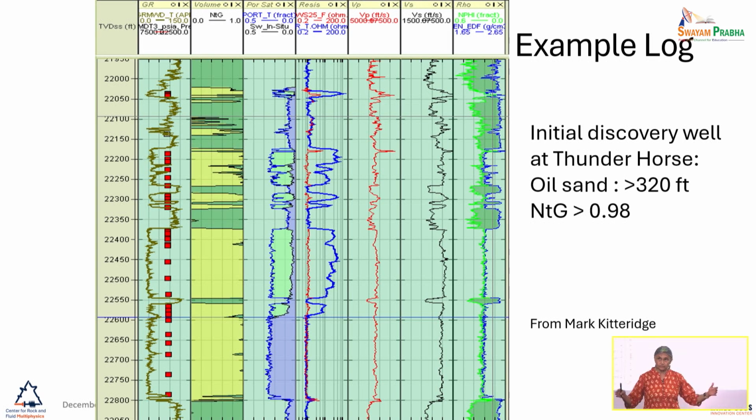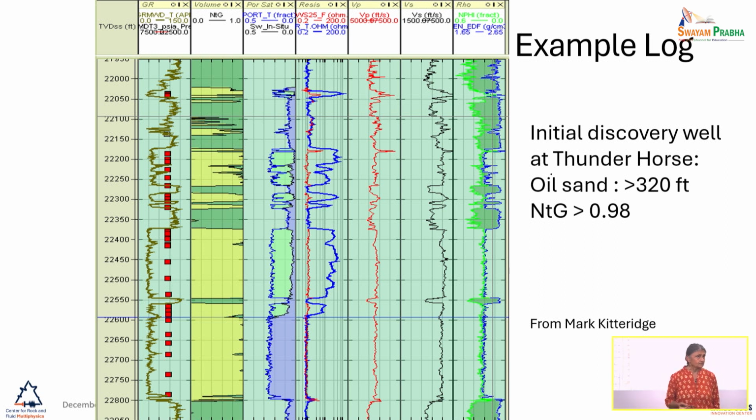Once we have that, we have a log. What we do is well log measurements. This is depth, 22,000 feet. Divide by 3 to get, more or less, meters, right? So 7,000 meters.